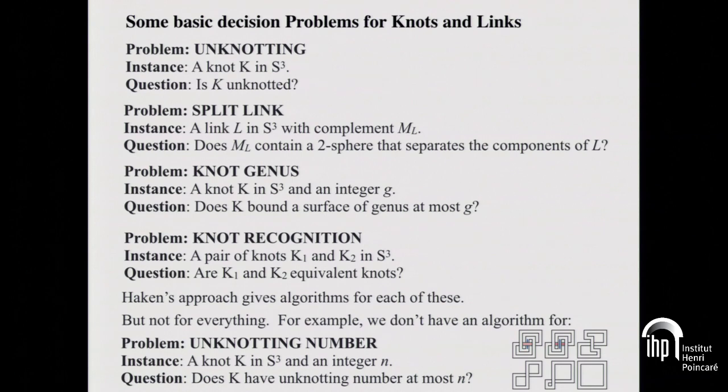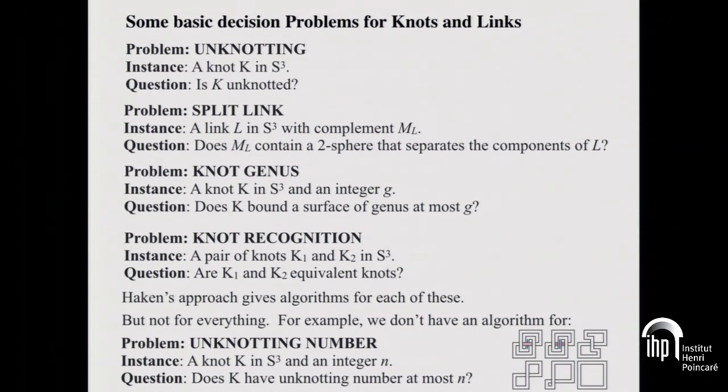So the unknotting number is illustrated on that little diagram on the right. You have a picture of the knot, and you can change a crossing. You can let the knot pass through itself some number of times. And if you allow yourself to pass through the knot enough times, you'll get the unknot. So the minimal number of times that you need to pass the knot through itself to get an unknot is called the unknotting number. And this still does not have an algorithmic solution as far as I know.